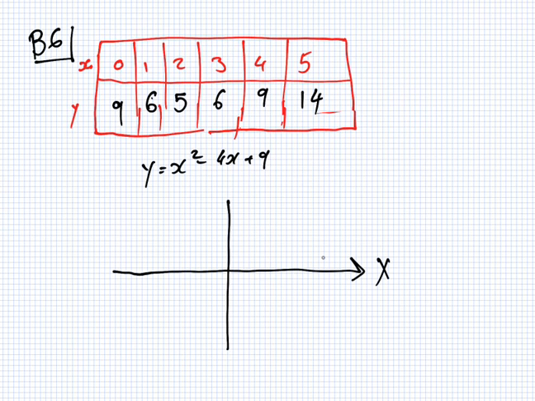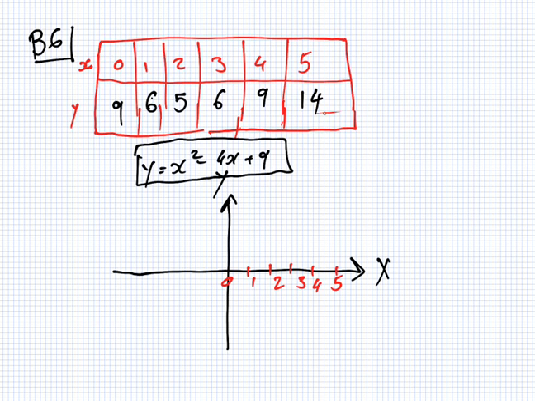So there's the x, there's the y, and we're drawing this curve here. We go from 0 to 5, so I'll just mark up to 5 here: 0, 1, 2, 3, 4, 5. And then we go up to 14, so I think I should go up to 15: 5, 10, and 15. So I'll just do rough boxes in.